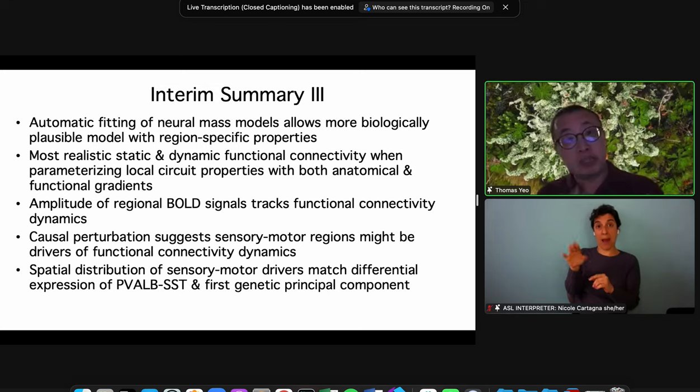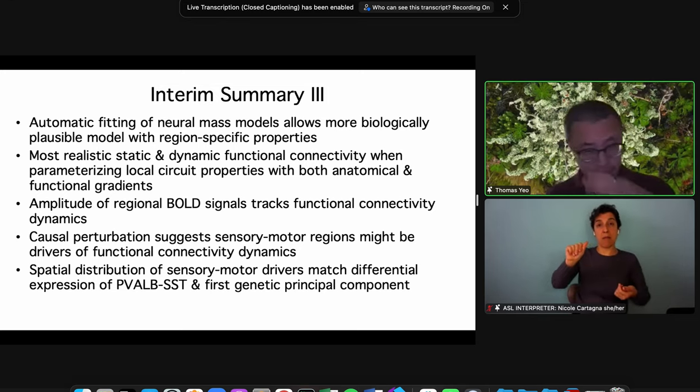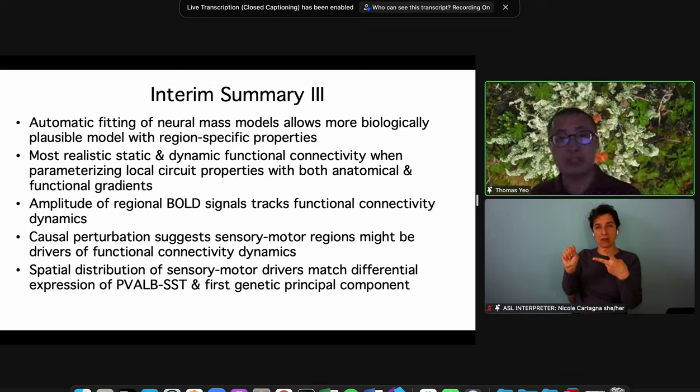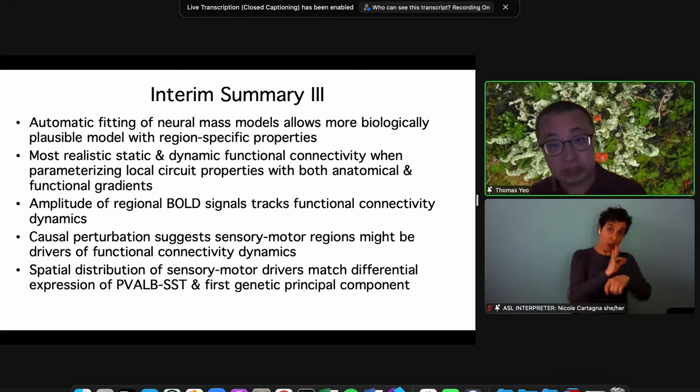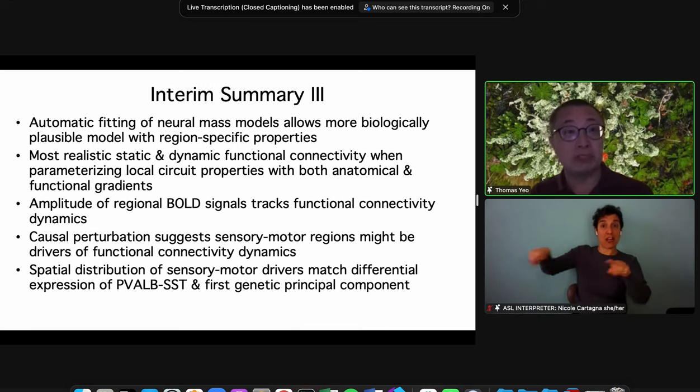Finally, we found that the spatial distribution of sensory motor drivers correlate with a differential expression of parvalbumin and somatostatin interneurons, as well as the first genetic principle component. So the first genetic principle component has been shown to correlate with the spatial distribution of genes coding for different excitatory and inhibitory neurons, which might reflect spatial heterogeneity in excitation-inhibition balance. So overall, this suggests perhaps a potential link between functional connectivity dynamics and heterogeneity in excitation-inhibition balance across the cortex.